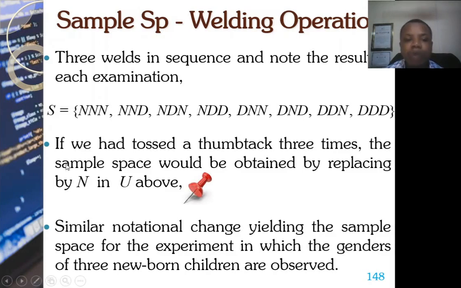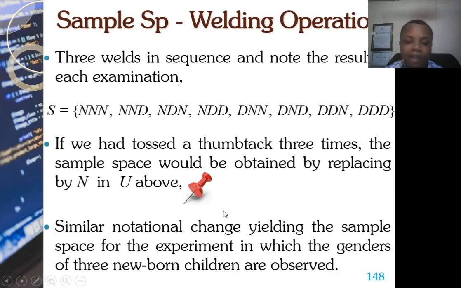Now in that same way, we can think of tossing this thumbtack 3 times. Now if we do that, we're also going to get something similar to the one we have up here, just that in this case we are going to have N and U instead of D. So just as we have in here, we can replace our N by our U, which refers to up, and our D just will refer to down. So this is also going to give us something similar to what we have here in the case of the thumbtack.